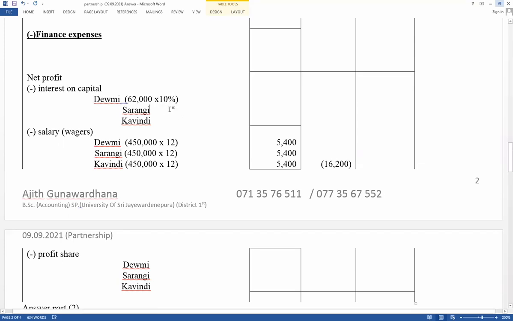As the Sarangi closing balance equal 50,000, 10%. If it has given admission or retirement at the end of the year, and admission or retirement at the beginning of the year, interest on capital should be calculated based on their closing capital account balance. Take the answers in the first column, and those should be recorded in the appropriation account also. All the appropriation part, partners' current account credit.